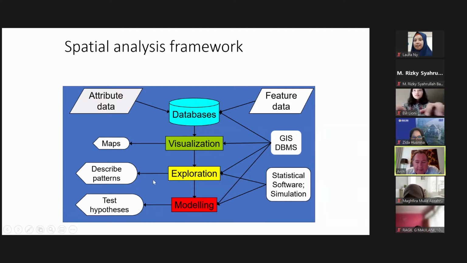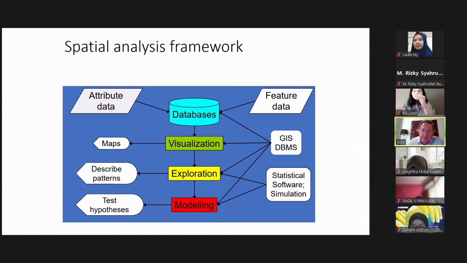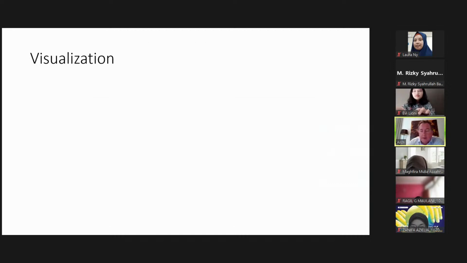There are different outputs for each of these levels of spatial analysis. So maps might be an output of visualization, although maps are also outputs of exploration and modeling. A description of patterns is an output of exploration, and the formal testing of hypotheses is an output of modeling. Those are some examples. It's a bit of a simplistic framework, but it gives you an idea of the different levels of spatial analysis. So in the first part of the talk, I'm going to focus on visualization, which is really 90% of what people do.